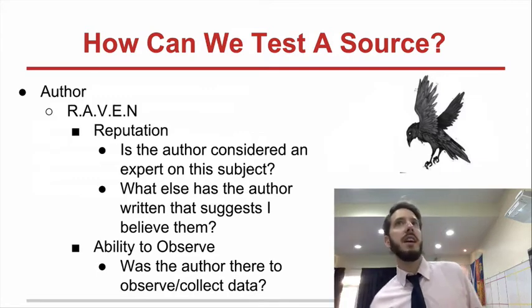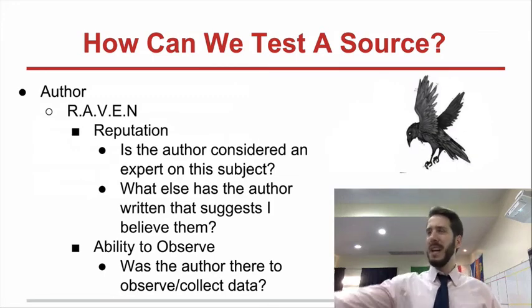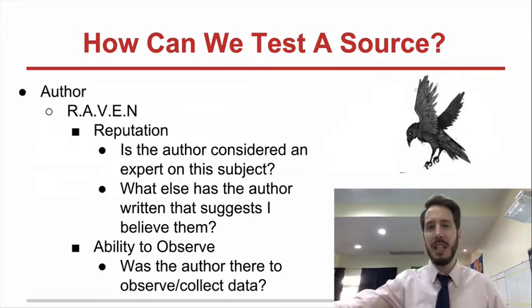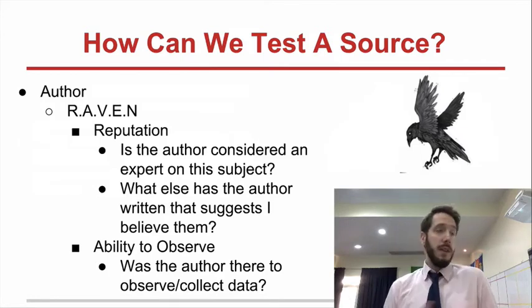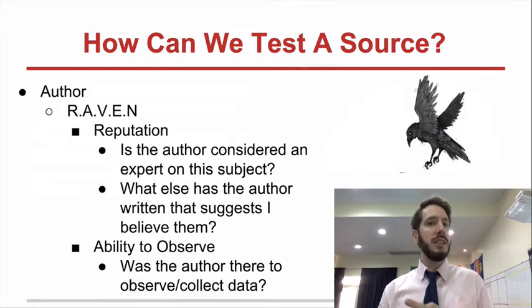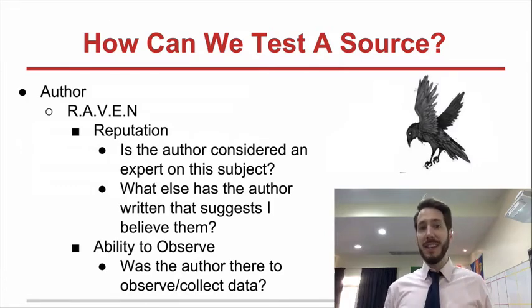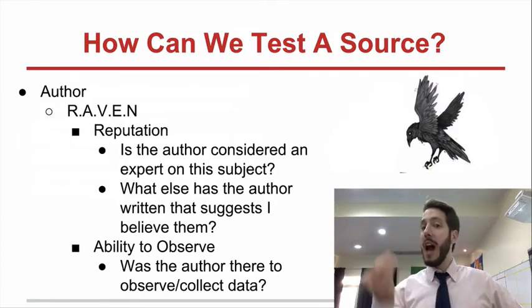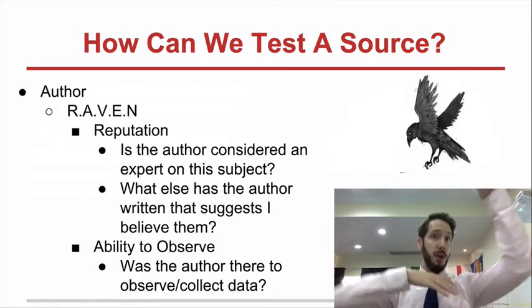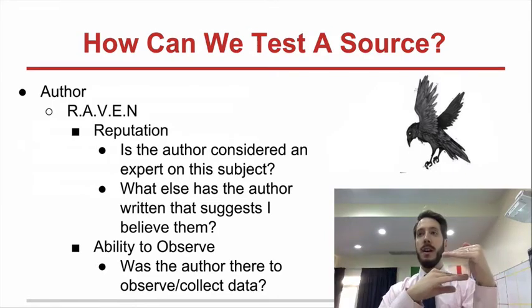Or maybe I'm citing the author of blogs in my arguments. Well, the reputation isn't good because they don't have a PhD. You also have to look at the author of the article itself. If they're trying to write an argumentative piece, do they have a good reputation? What else has the author written that suggests you should believe them? Are they considered an expert on the subject? So you not only have to think about the reputation of the author of the source, but also the author of the evidence that they cite.